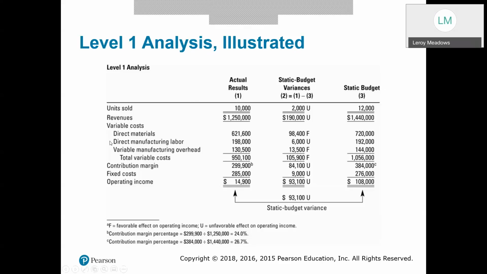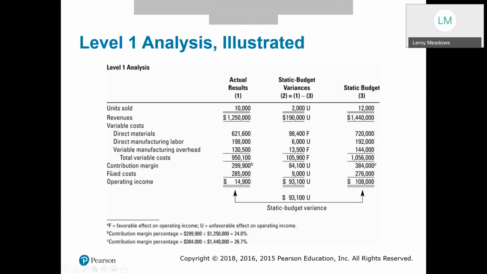So that's why that variance is favorable. Let's take a look at direct manufacturing labor. We budgeted for $192,000 of direct manufacturing labor. Our direct manufacturing labor actually came in at $198,000, so we were $6,000 over in cost. If we run over in cost by $6,000 for direct labor, what impact does that have on operating income? Well, all else being equal, that $6,000 is going to reduce operating income, so that's why it's unfavorable. Same with variable manufacturing overhead. We came in $13,500 less than what we budgeted for of $144,000. So all else being equal, a reduction in costs is going to positively affect operating income.